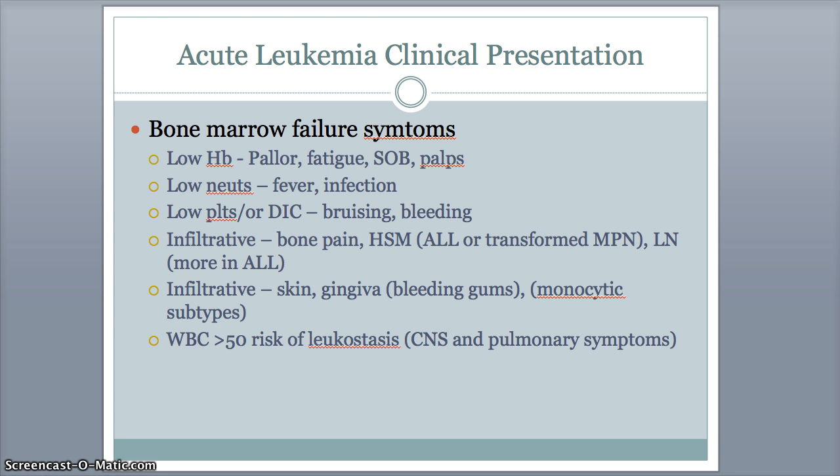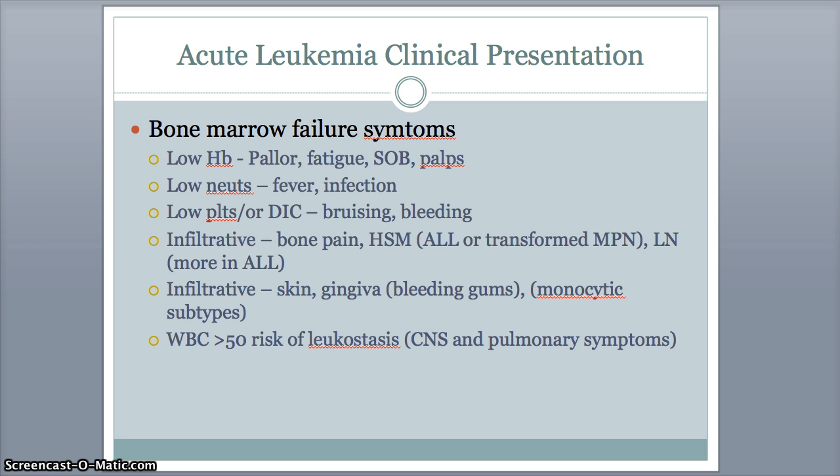Low hemoglobin, patients may have pallor, fatigue, shortness of breath, or palpitations. The low neutrophil count can present with fever and infection, not uncommon. It's very important to do a thorough search for infection in these patients. The low platelet count can present with bruising or bleeding symptoms. And if they present with DIC-like symptoms, then they may have clotting as well.